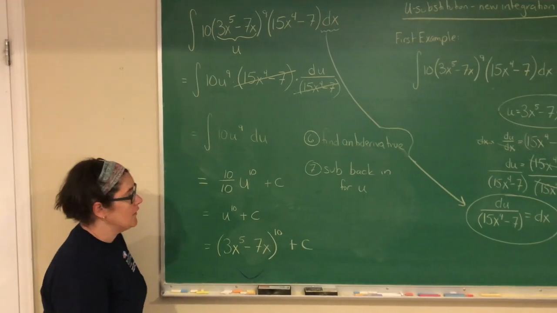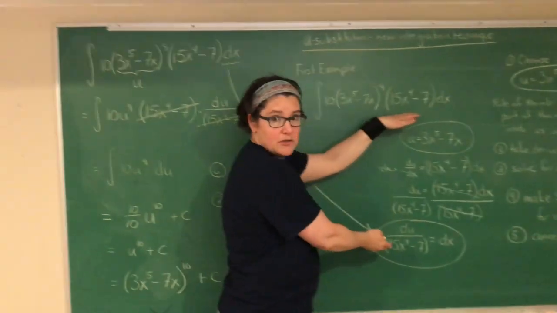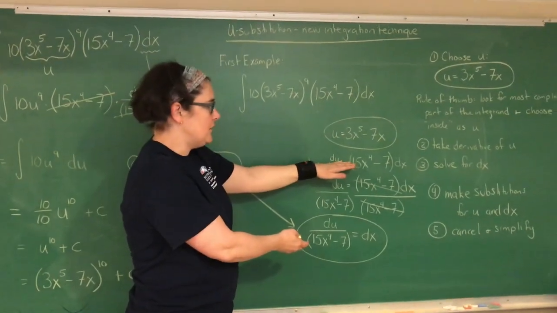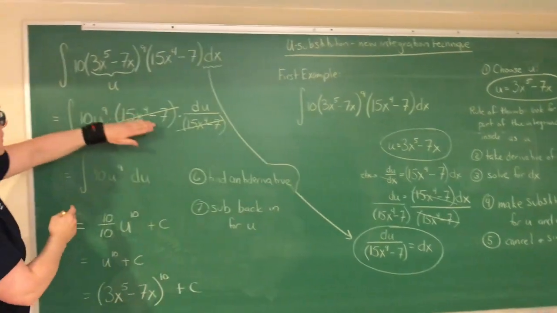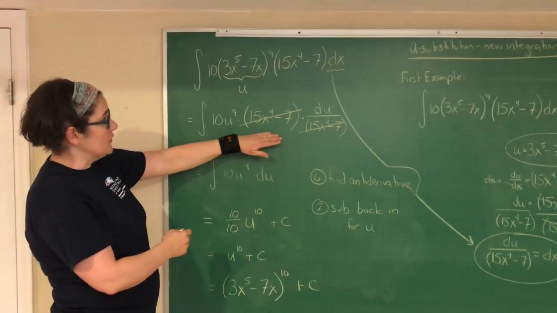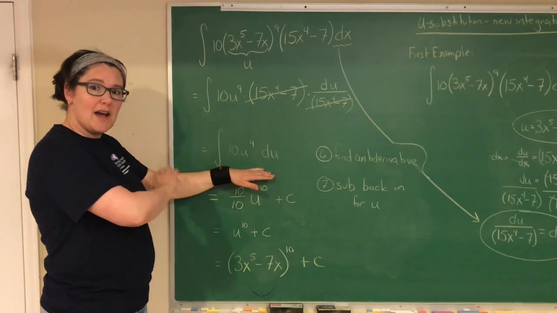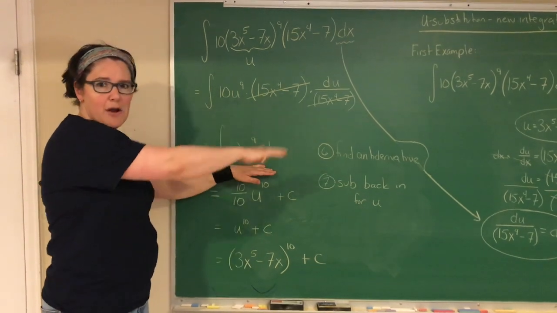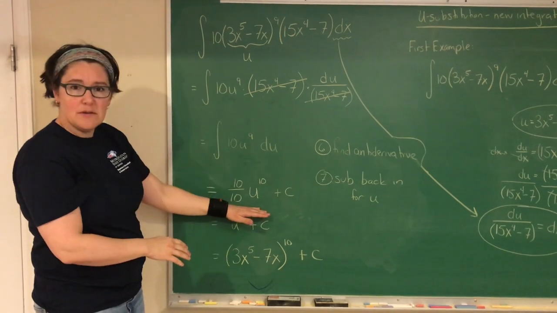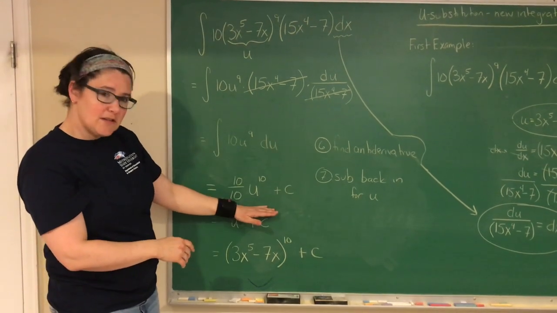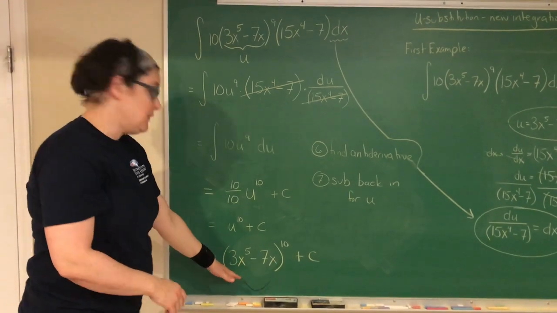So all the work that we've done here, this work off to the side of choosing a u, taking a derivative, solving for dx, making substitutions into our integral, canceling, getting an integral entirely in terms of u, all of that work was the u substitution. Now we take an antiderivative. After we do the antiderivative, we plug back in our choice for u. And so we do end up with our final answer.